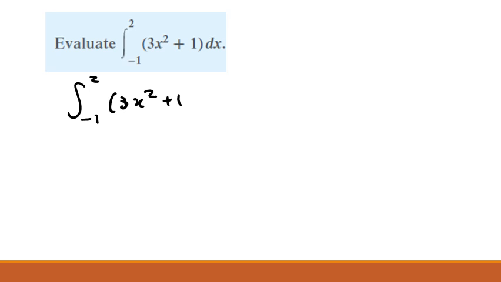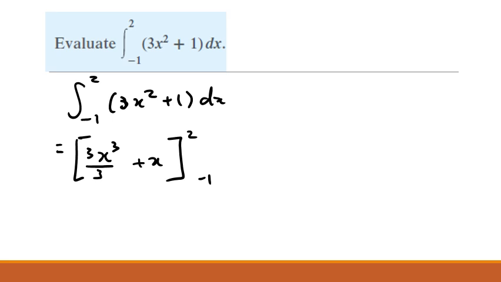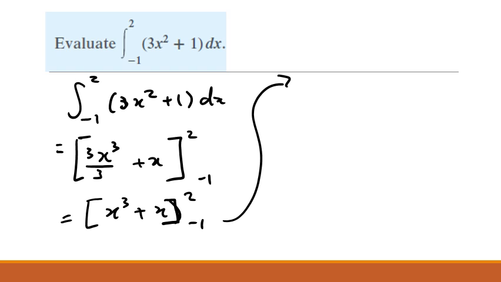So here we go. 3x squared plus 1 dx. We're going to integrate it. So we get x cubed plus x. Now, you leave the numbers on the outside to tell yourself that you're going to put those numbers in. So this is x cubed plus x, and you have to use square brackets. Then, now sub the numbers in.